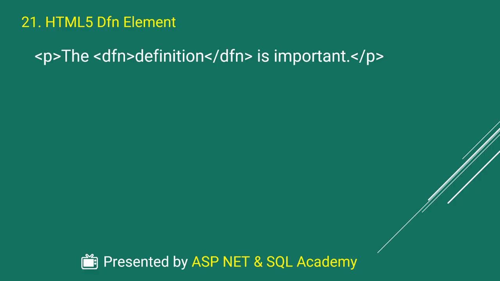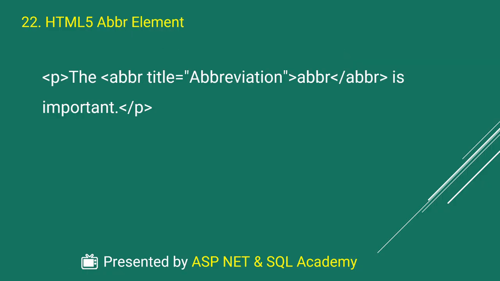The DFN element is used to define a definition. It is often used to indicate that text is a definition or an explanation. The ABBR element is used to define an abbreviation. The title attribute is used to specify the full form of the abbreviation.